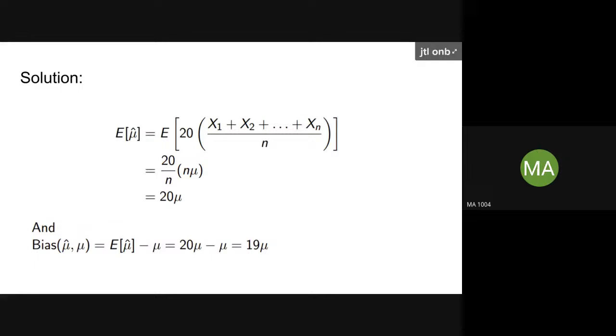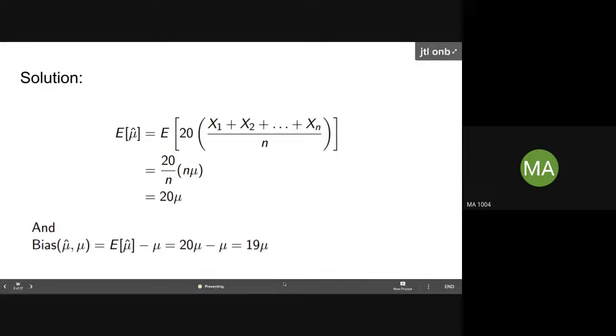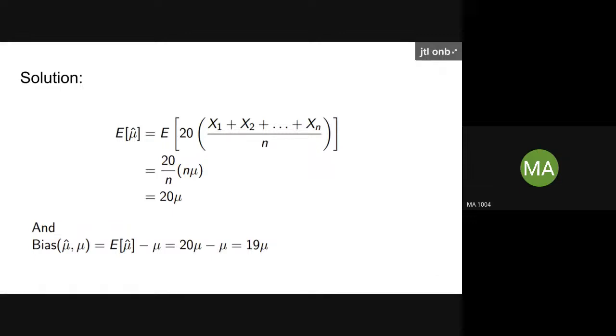So we are not done yet. In order to compute bias, bias is equal to the expectation of mu hat minus mu. The expectation of mu hat is 20 mu, minus mu, so you get 19 mu as bias. Once you get bias, you have to square it. If you square it, you get 361 mu square.